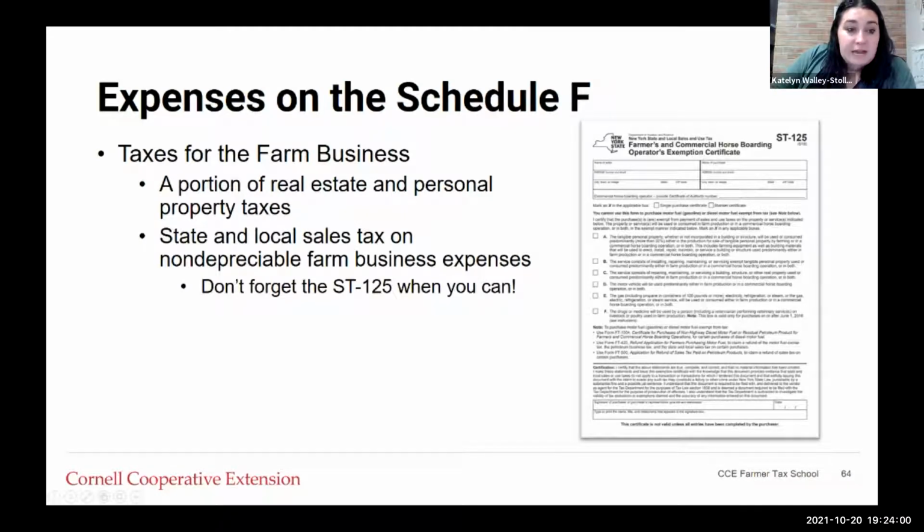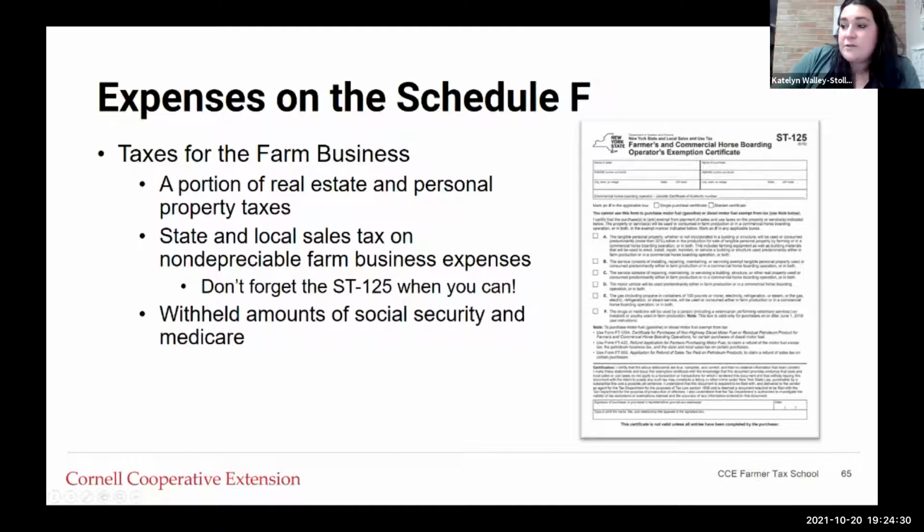Your state and local sales tax can also be claimed as an expense. For cash flow purposes, it's better if you don't pay them in the first place. So this is my shameless plug to make sure you've got a few copies of the ST-125 in all of your vehicles that you use for your farm, and use those so that you don't have to pay sales tax up front. If you visit a vendor where you do end up paying sales tax, that sales tax can then be written off as an expense on your Schedule F.